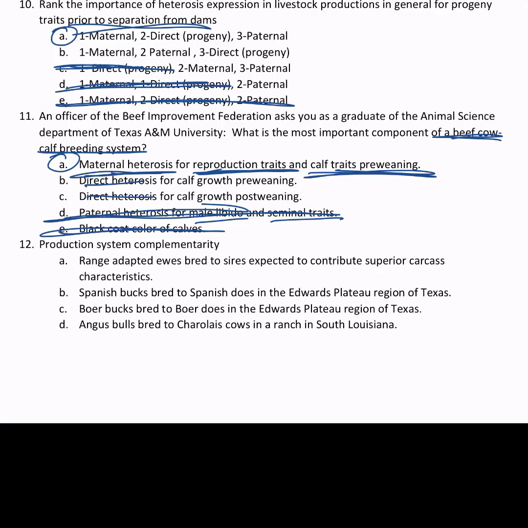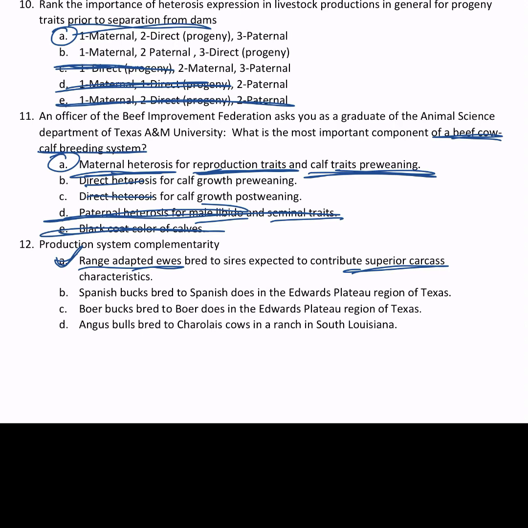So number 12, we're looking for an example of production system complementarity. Remember that specially adapted sire lines and specially adapted dam lines. Looking at letter choice A, range adapted ewes bred to sires expected to contribute superior carcass characteristics. So we have these range adapted ewes and superior carcass characteristic sires. That sounds like a pretty good production system complementarity example. But let's look at the other ones.